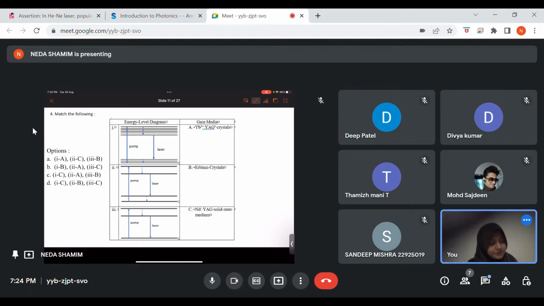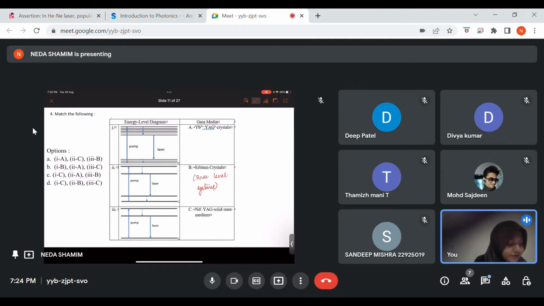Okay, so the next question: match the following. Can anyone tell me what would be the correct answer? How would you match these? Any answer would be fine. You just have to guess. I can give you a hint. Erbium crystals are three-level systems. You know that, right? So now you can match it. Can you match it now?